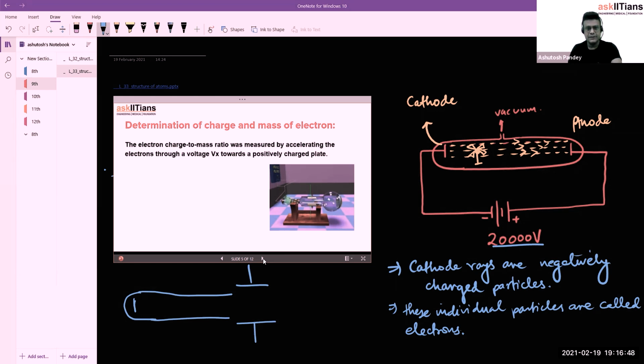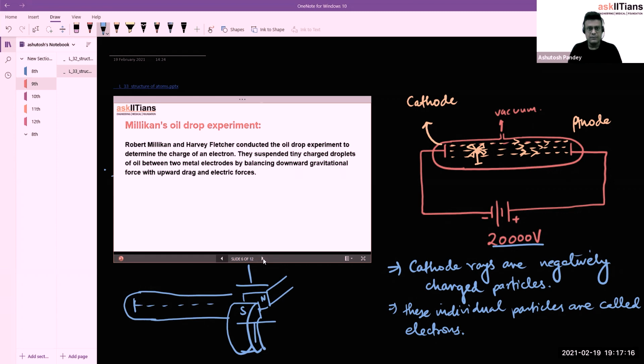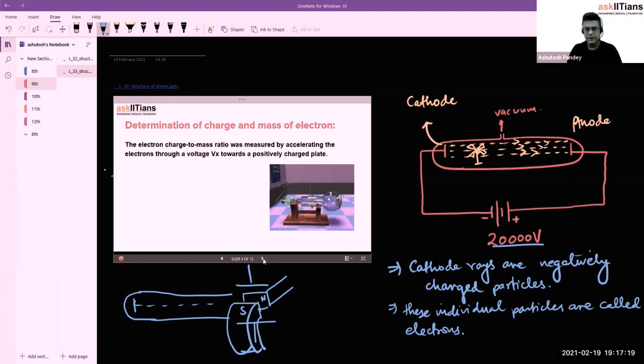So if we have some arrangement of magnetic field like this, let's say N and S, then what will happen when cathode rays come from this side? One by one, when we regulate our magnetic and electric fields, the cathode rays coming out of this cathode are going to hit, let's say, this target B.